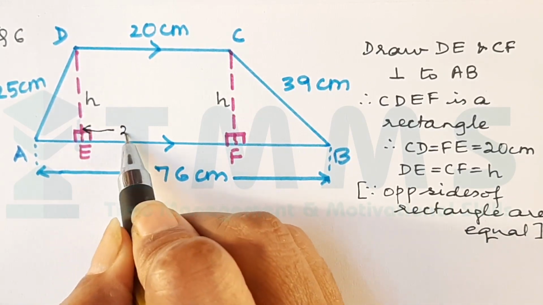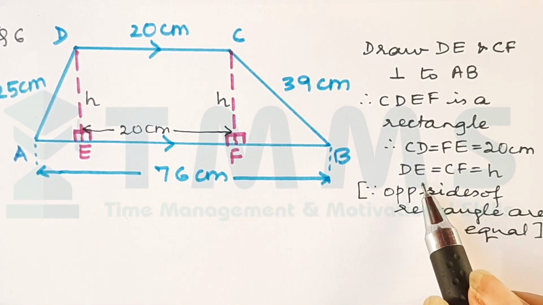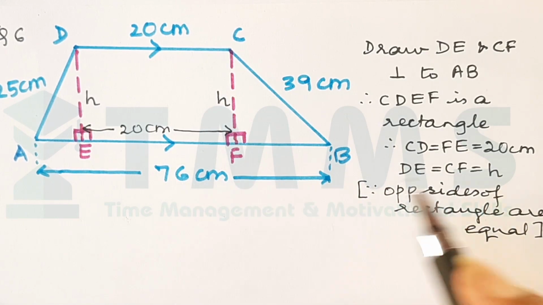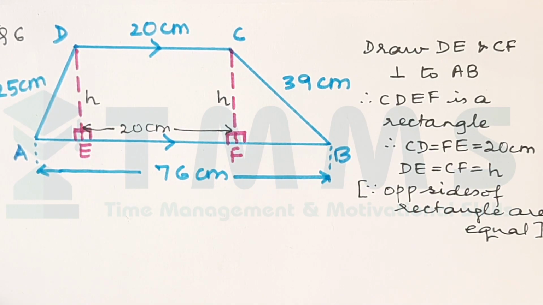So your CD and FE will be equal to 20. So from here to here this is 20 centimeter like so, correct? And DE and CF, can you see this DE? Can you see this CF? Can you see it is equal to H? That will be the height of the trapezium, okay?